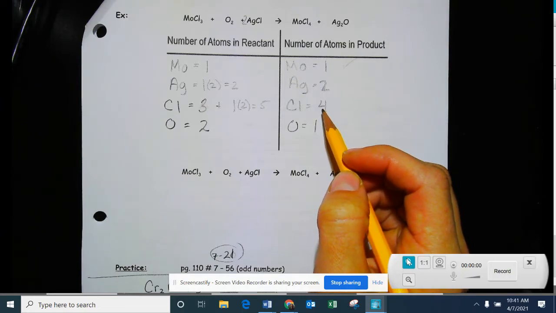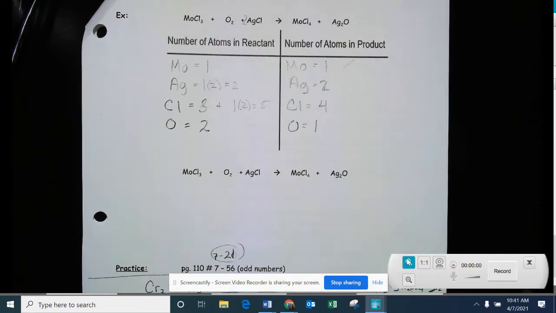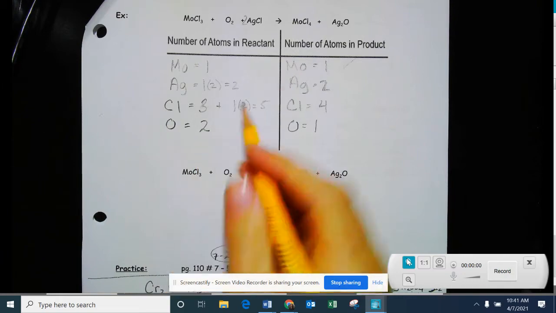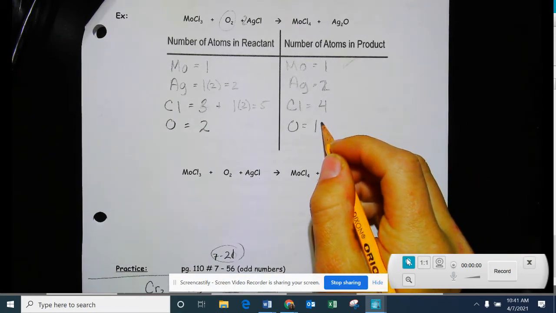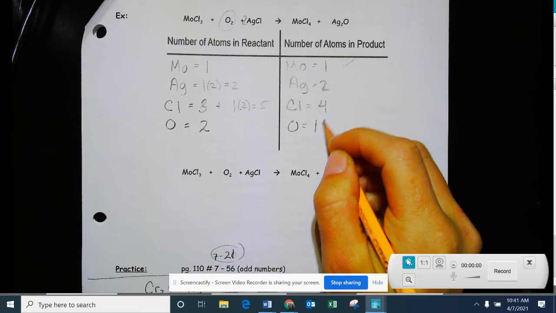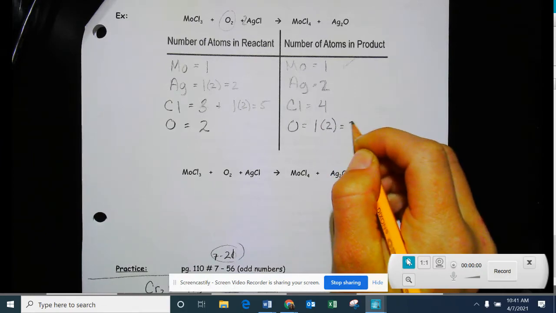Okay, so chlorine, we're going to leave this to the end because it's in multiple things. So we're going to move on to oxygen, and then we're going to go back. Oxygen is all by itself here. That is awesome. It's so easy to work with. So we're going to deal with oxygen and then move backwards. Okay, so oxygen, we've got 2 on this side, 1 on this side. We're multiplying by 2.